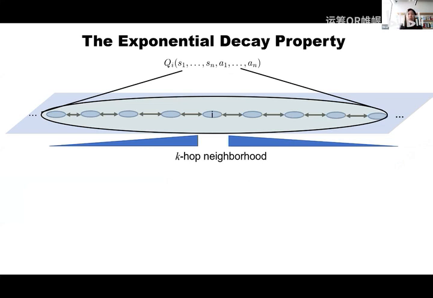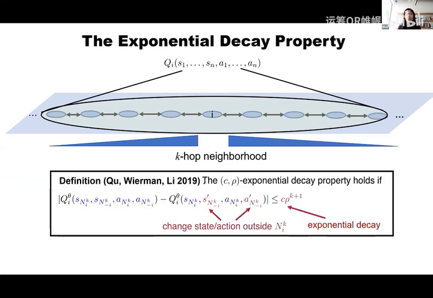What's the nice property I'm going to talk about? It turns out to have an exponential decaying property. So what does the exponential decaying property really mean? Here is a more rigorous definition. Think about one agent i.